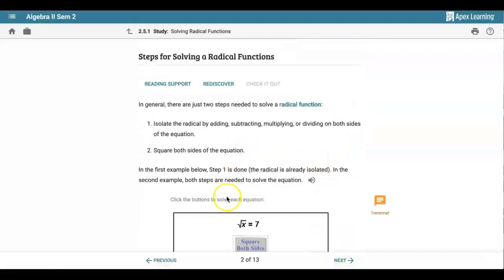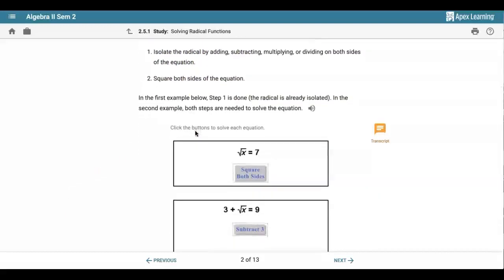In general, when we're solving radical functions, ideally there are two steps. We isolate the radical, getting the radical by itself on one side of the equation, and we can do that by using all the processes we already know to isolate variables. Then we square both sides of the equation. Once we've done that, we can simplify through whatever processes we need, if those are even necessary. Let's take a look at our two examples, looking at these two steps.